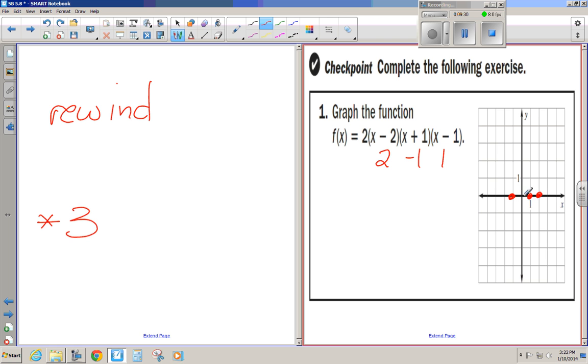The graph will go through these 3 points, and that's it. So when you graph 2 times x minus 2 times x plus 1 times x minus 1, you'll see a graph that comes up, drops down, and goes back up again. There you go. And feel free to practice finding the max and the min of these points.